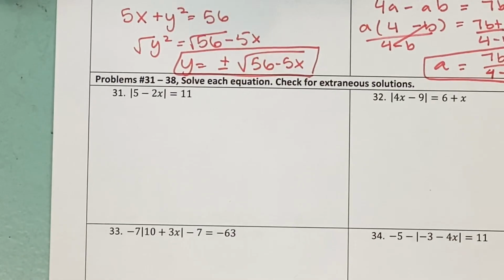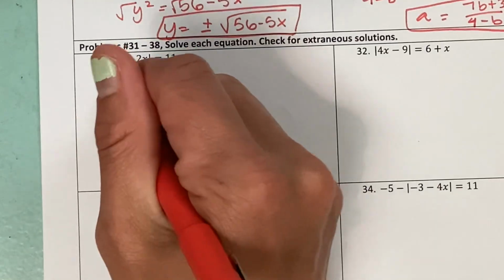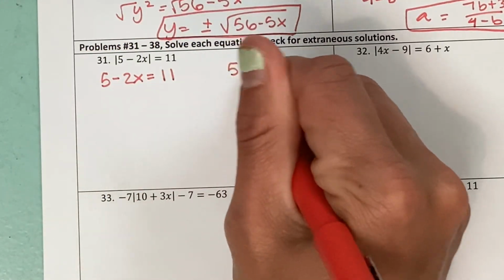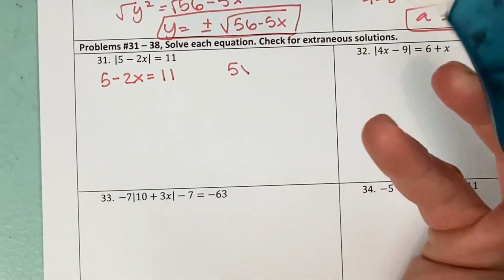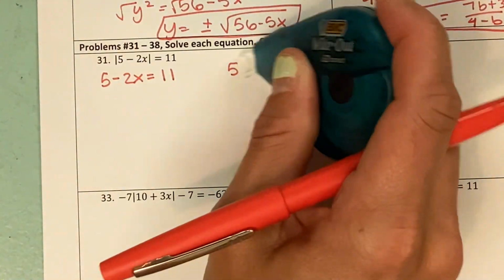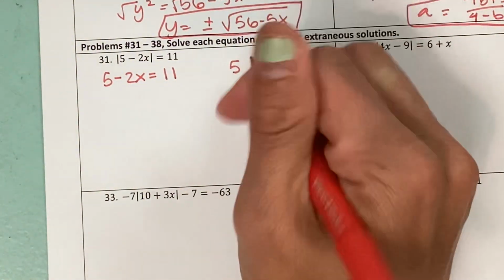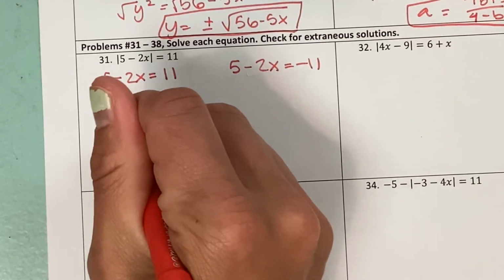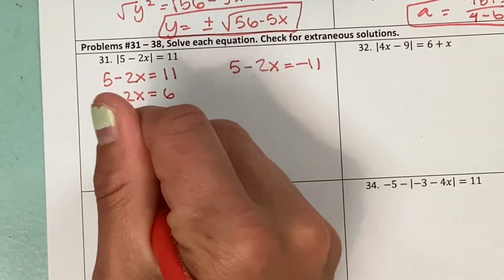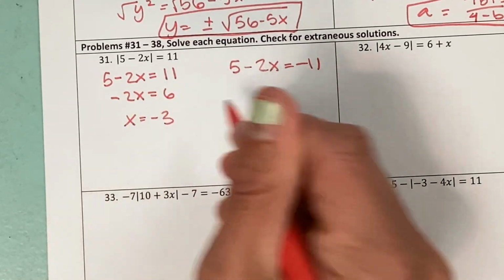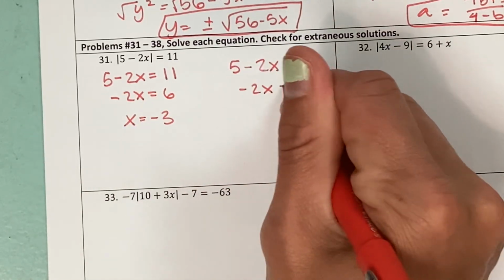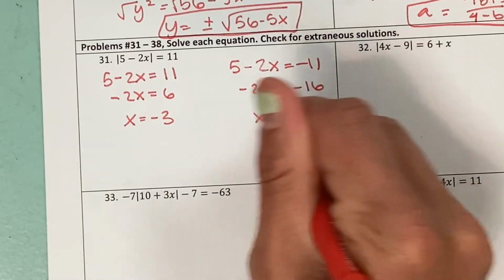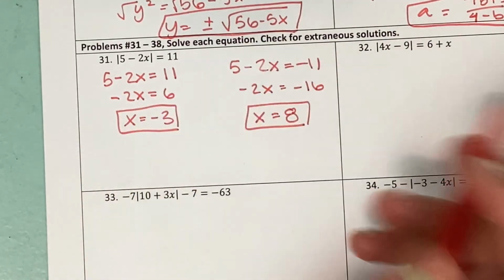All right, now I've got an absolute value equation. So my absolute value is all by itself. So I'm going to split this up. Oops, 5 minus 2x equals 11. 5 minus 2x equals negative 11. Minus 5. Divide by negative 2. And then over here, minus 5 and negative 16. Divide by negative 2. And I get 8. So both of these guys are solutions.